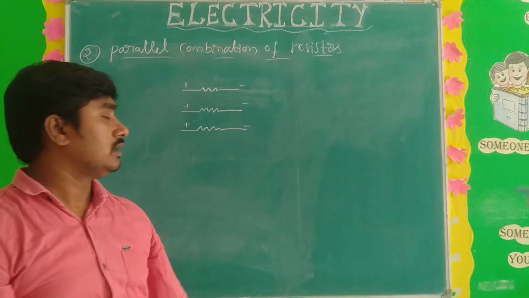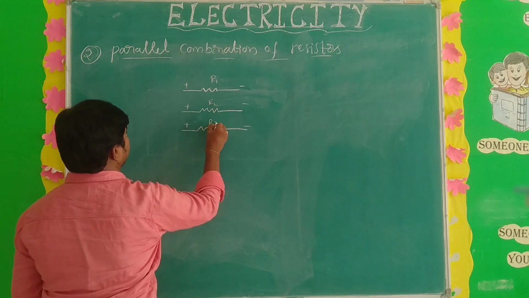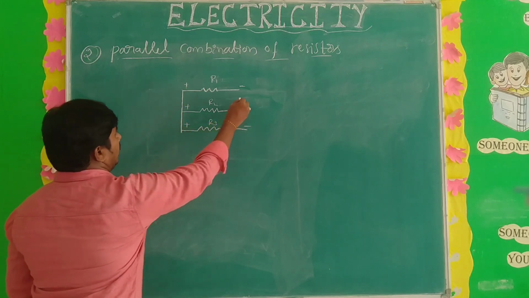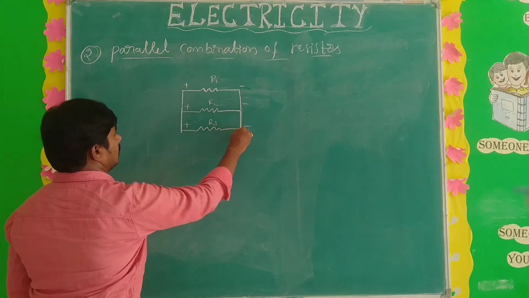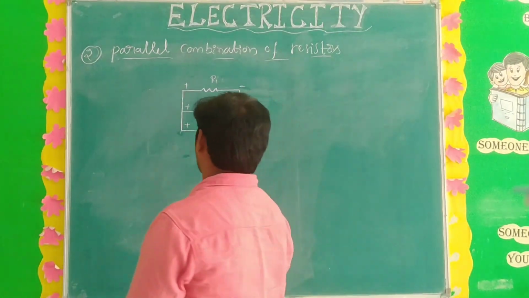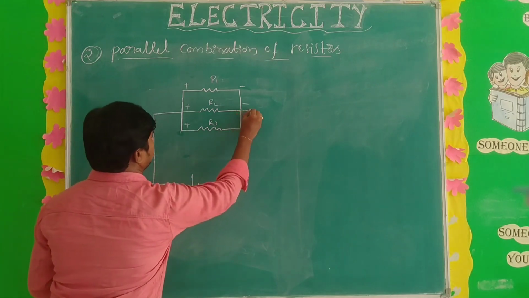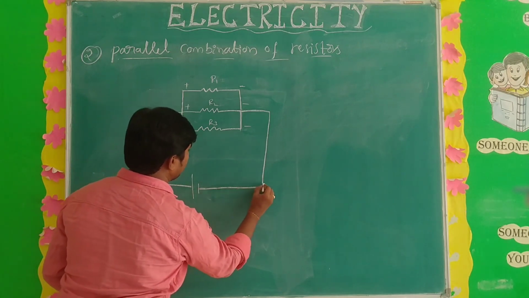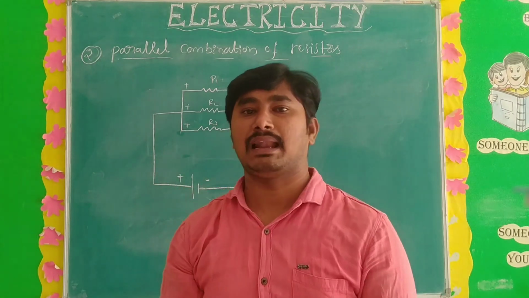Take three resistors: the first resistor is R1, then R2, R3. All the positive sides are connected on one side, and here also connected on the other side. This combination is nothing but parallel combination of resistors. And finally we connect it with the battery, negative, positive. Understand? This is the diagram for parallel combination of resistors.